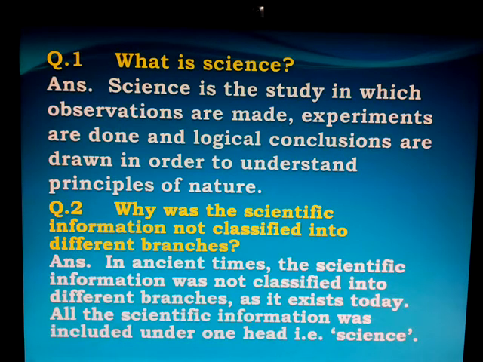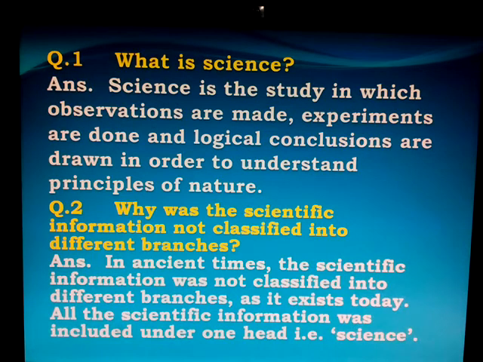Question number 1 says, what is science? I will read it for you. Wherever I feel that you need some explanation, I will do it. Science is a study in which observations are made, experiments are done, and logical conclusions are drawn in order to understand principles of nature. So what basically is science? We study nature, the principles, how this nature has come into being. What are the reasons, what are the principles? For that we do observation, we do experiments, and we collect logical conclusions. And this is what science is.